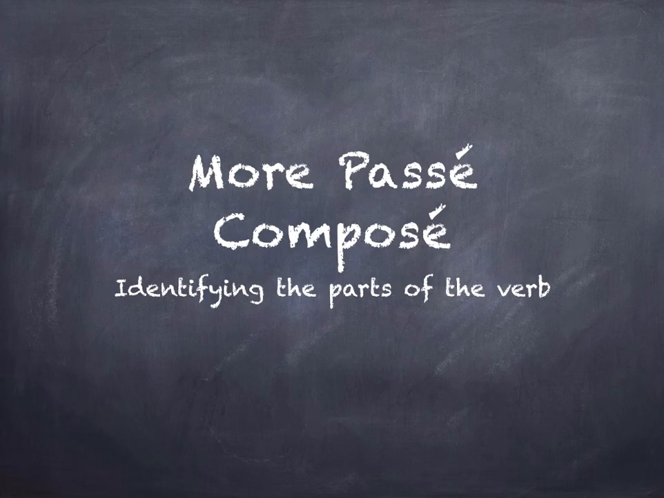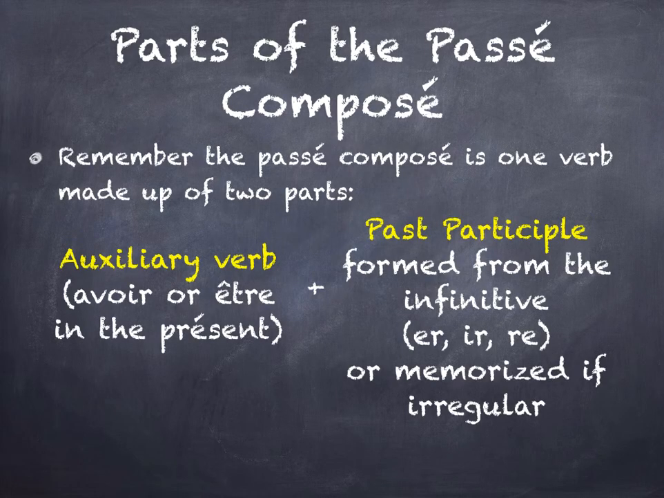Alright, so let's break down the passé composé into its various parts. Remember that the passé composé is one verb, but it's made up of two parts. When we're speaking about the passé composé in general, we have to worry about the auxiliary verb, which is either avoir or être, conjugated in the regular présent tense, plus our past participle, which is always formed from the infinitive.